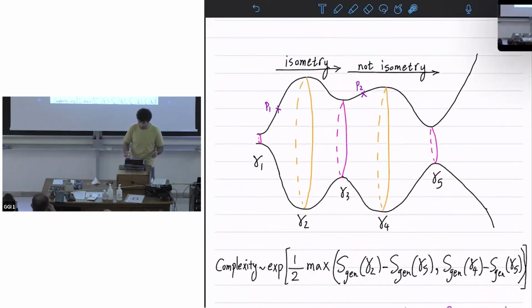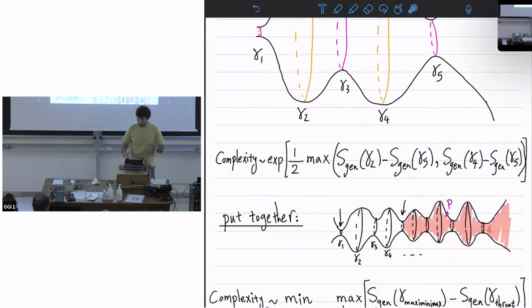Okay, so the other case is where the second piece is not an isometry by itself. And there, to reconstruct P1 or P2, either one, I need to run the whole thing. It's a little bit more work to show what the right complexity formula is. But it ends up similar to before, meaning that it's given by the biggest net drop in generalized entropy through the circuit, which in this diagram is either here or here.